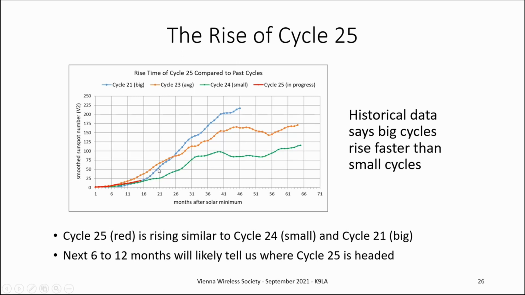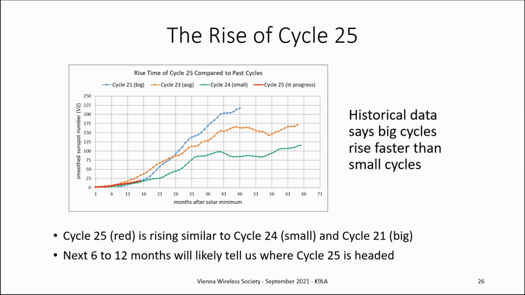So that's good. I think the next 6 to 12 months will likely tell us where cycle 25 is headed. So it's either going to continue following green, or maybe it's going to be in between green and blue, or maybe with a little bit of luck, it'll rise real fast and give us a big cycle.